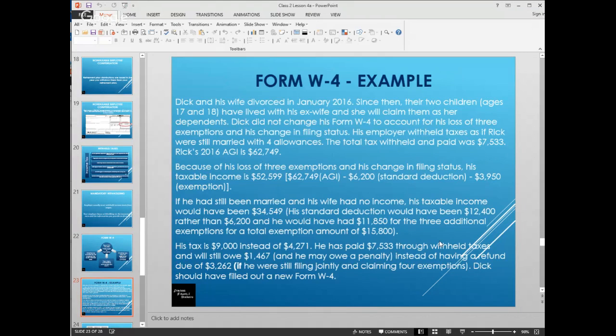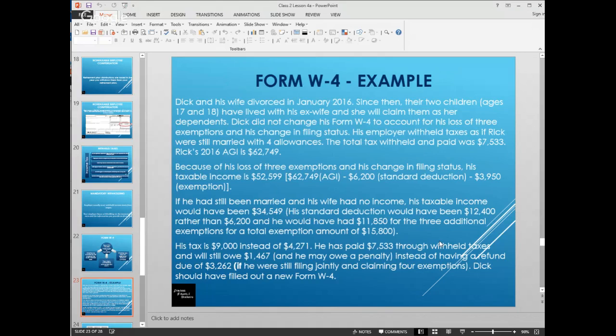So here's an example about why this W-4 is so important. Rick and his wife were divorced in January of 2016. Since then, their 2 children have lived with his ex-wife, and she will claim them as her dependents. Rick did not change his W-4 to account for his loss of 3 exemptions or change his filing status. His employer withheld taxes as if Rick were still married with 4 allowances. The total tax withheld was $7,533.